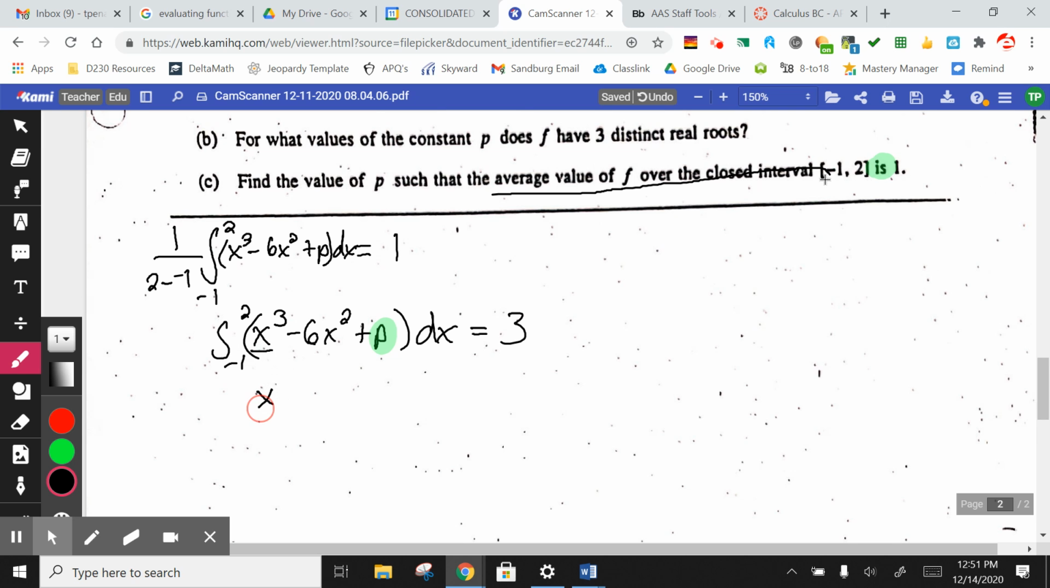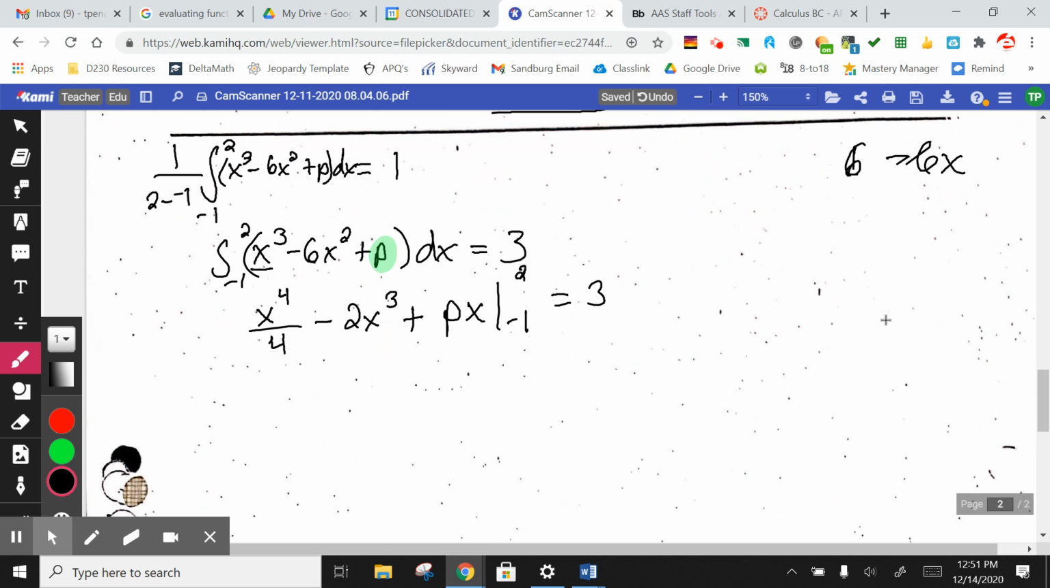The antiderivative of x cubed would be x to the 4th over 4, minus 6x cubed over 3, so 2x cubed. Careful with your p. The antiderivative of p, since p is a constant, think about the antiderivative of 6. Wouldn't the antiderivative of 6 be 6x? So the antiderivative of any constant, which in this case is p, would just be px. And then you're going to evaluate that from -1 to 2, and that would equal 3.